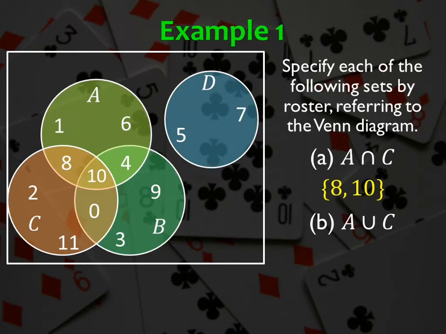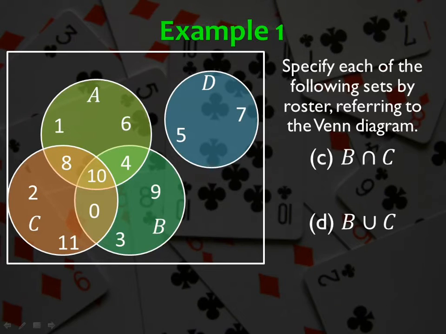Next, we have the union of sets A and C. So you want to look for the elements that are in either A or C or both. So if you put those in order, you end up getting 0, 1, 2, 4, 6, 8, 10, and 11. You don't have to list them in order. It just makes it easier to sort through it. All right, so I would like you to try a couple of these in example 1 and stop the video. When you're ready to resume, restart it.